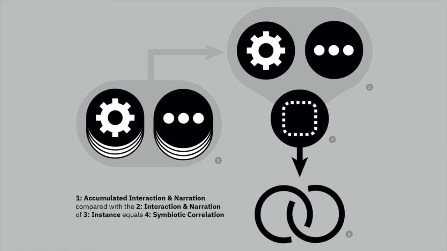To determine the correlation type of an instance, you compare the interaction and narration of the specific instance with what went before in that game. For the correlation types themselves, we borrow the symbiosis terminology from biology. Here are three quick examples from the beginning of a game many of you might have played.